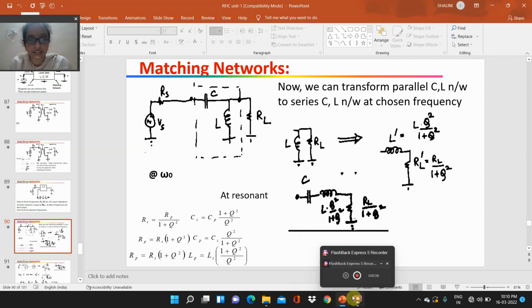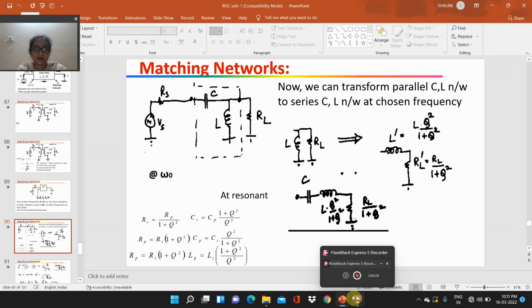Here another network is given, that is an LC series network. Now we can transform a parallel CL network to a series CL network at a chosen frequency. At resonance, we know that already, the LP, RP, and CP values are simultaneously the inverse of the series values.